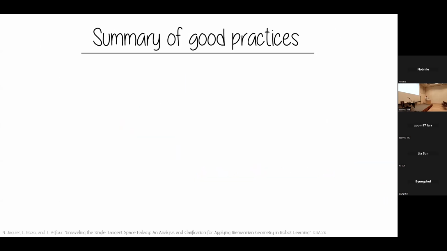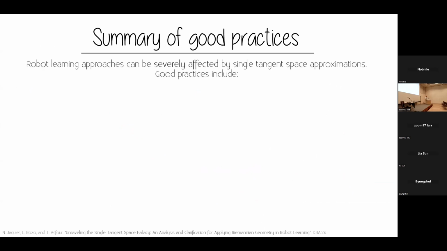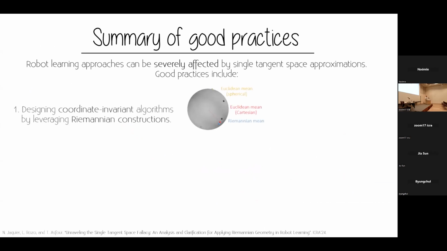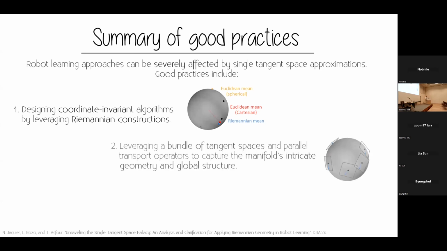All right, so as a summary, I think that robot learning approaches, and in general also optimization, can be very inaccurate when it comes to using them only on single tangent space approximations. Therefore, the suggestion is always to try to design algorithms on Riemann manifolds that make them actually coordinate invariant. That's something that comes for free when you consider properly Riemannian geometry tools.